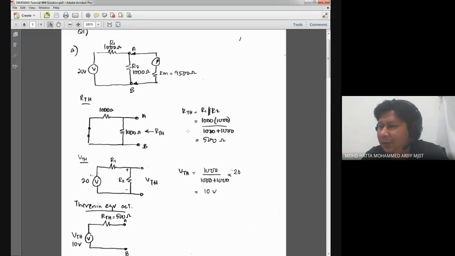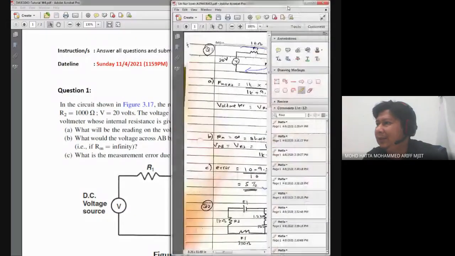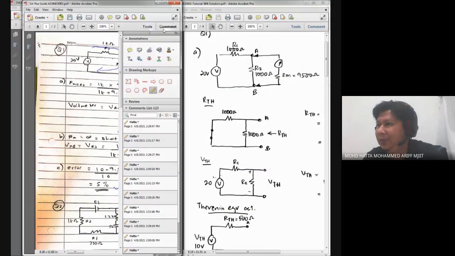Here, if you look, I keep R2 in the circuit and consider that this A and B terminal extended to an open circuit with open circuit terminal. And I try to find what is the RTH value coming from the terminal A and B. And if we compare my answer and Izati's answer, the value of RTH is a bit different.